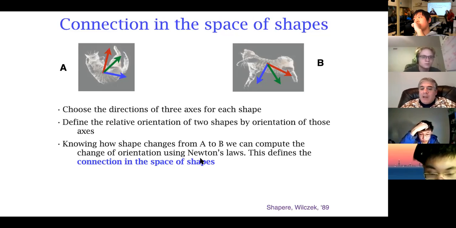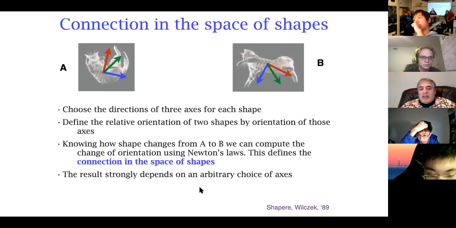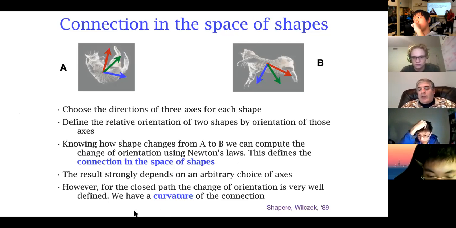Okay. Which means that, of course, this result strongly depends on how I chose my axes in the beginning. But we know how to deal with this. We just say that for closed paths, when the cat goes back to its original shape, I can actually objectively find the angle of rotation.